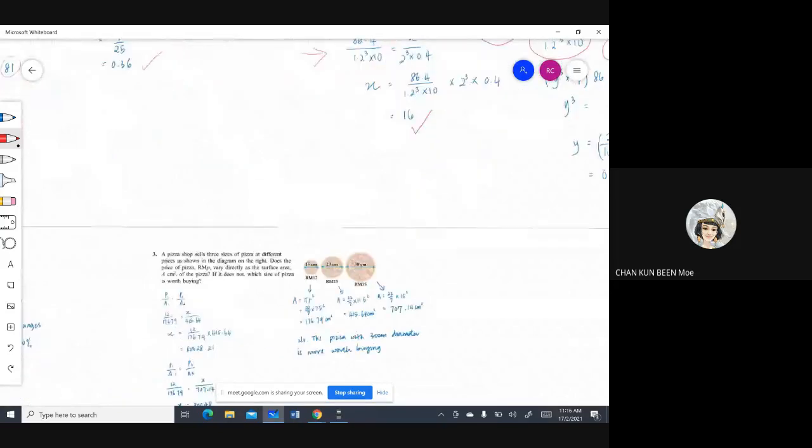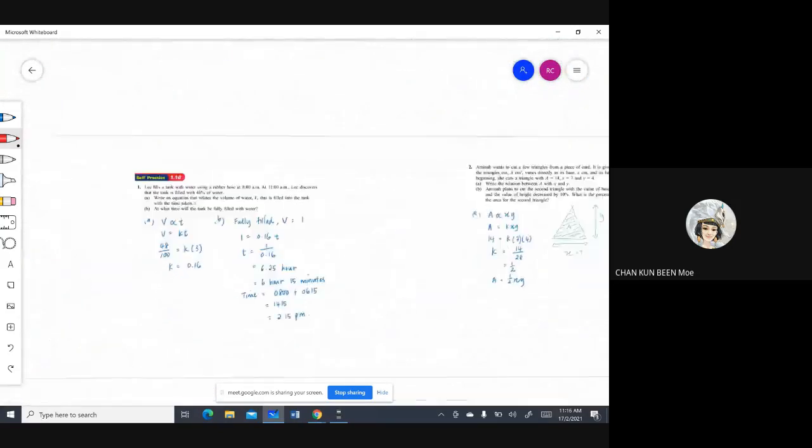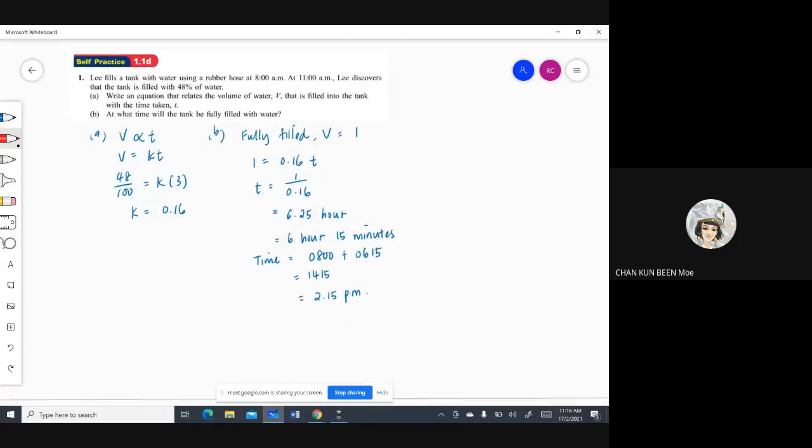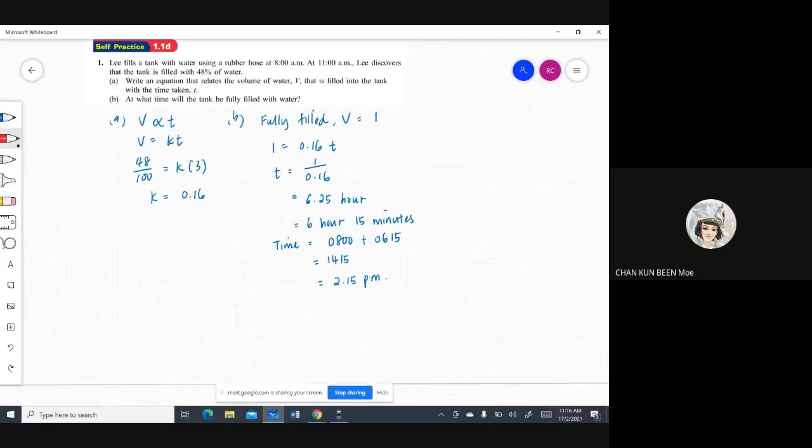Okay, this part here. So V varies directly as T, V equal to KT. So you find the value of K equal to 0.16. Okay, and then they ask you to write an equation that relates the volume of water, V, that is filled into the tank with the time taken. Therefore, hence, V is equal to 0.16 T.